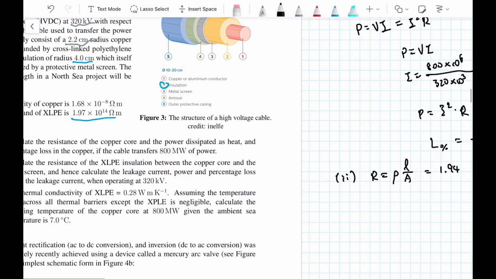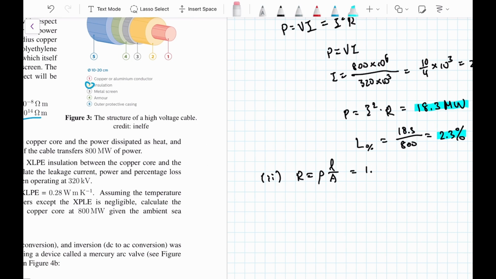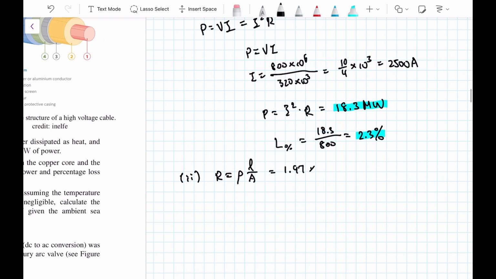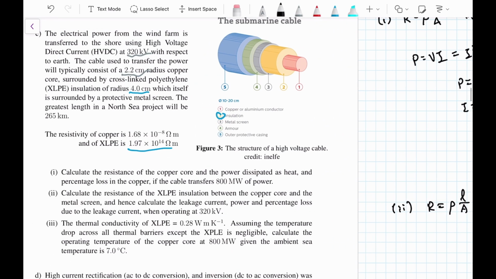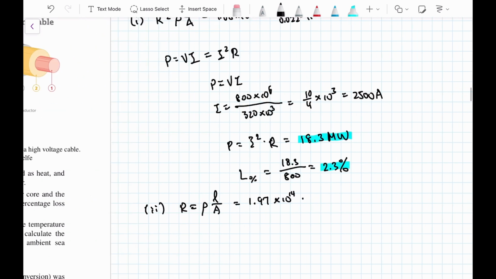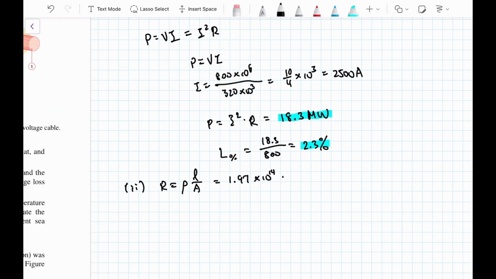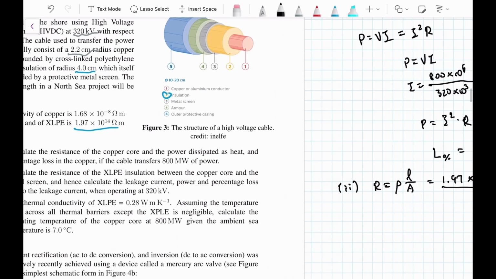1.97 times 10 to the 14, and then you times it by the length. I suppose that's just the difference between the radius given, so that would be 1.8 centimeters, so that's 0.018 meters, over the area. So I suppose that is 2.2, and then times 2, so that's 4.4 centimeters, that's the diameter.